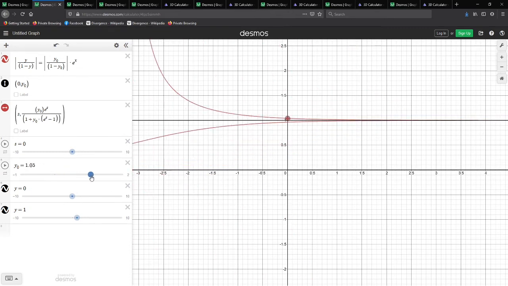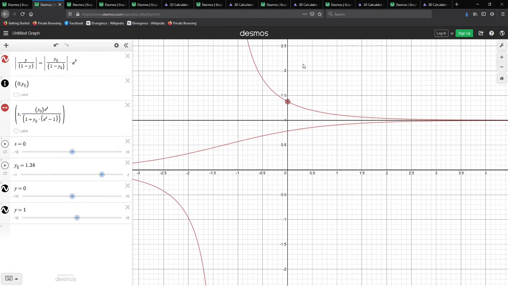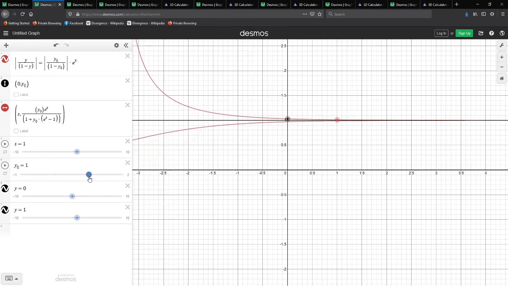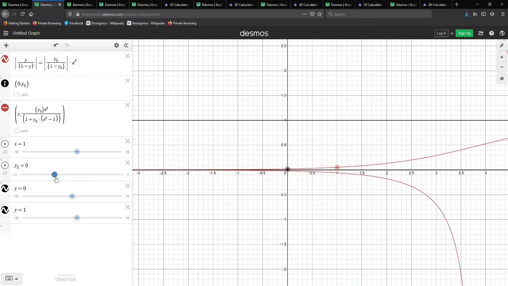And if you start with an initial value inside the interval from 1 to positive infinity, the limiting value is also 1. And then our two other orbits are, if you start with a value at 1, the solution stays constant at 1. Or if you start with a solution value at 0, the solution again stays constant at 0.